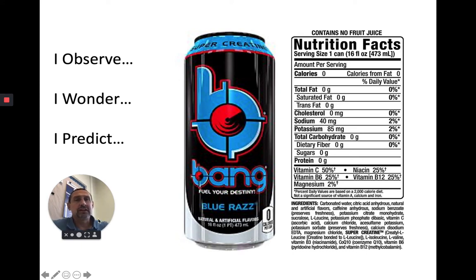First thing we want to do is take a look at this energy drink. And we want to just make some observations about the drink and the nutrition label. So just take a look at it. What do you observe? As you make those observations, take a look at some of the numbers. Take a look at some of the ingredients. Do you recognize any? Are there any you're not sure about?